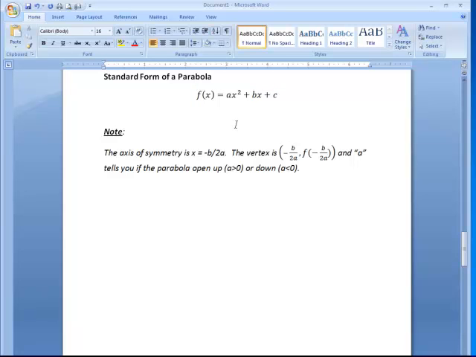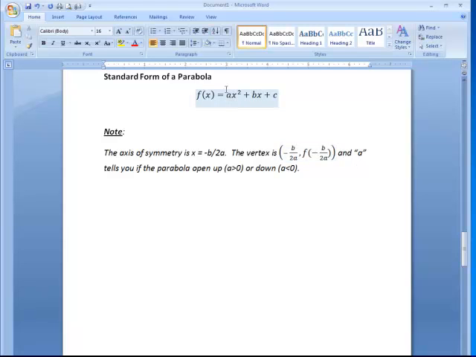Now this one's a little bit different. Our axis of symmetry, we actually have to calculate it. It's not given to us right away. It's actually x equals negative b over 2a. Now if you remember what I said earlier, the axis of symmetry passes through the vertex. So to get the vertex, my x value is the negative b over 2a, and for the y value, I have to plug in the negative b over 2a into the function to get the y value.